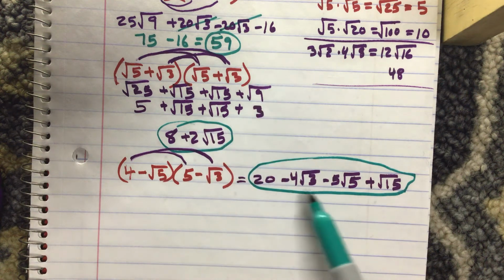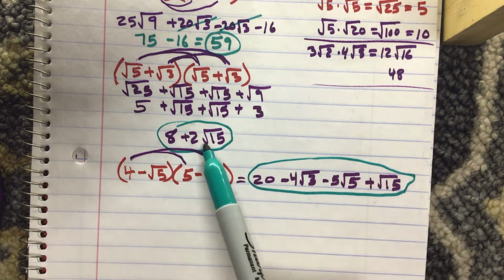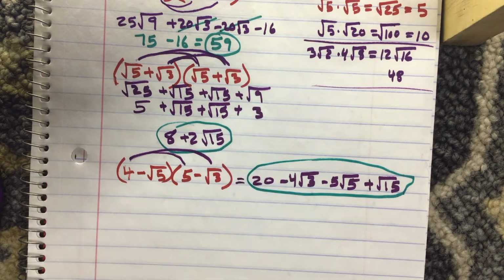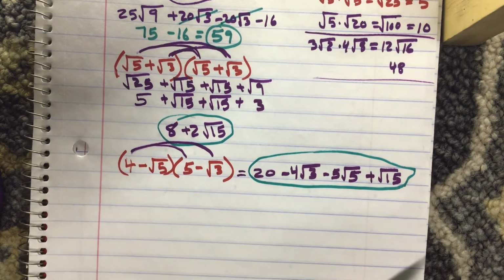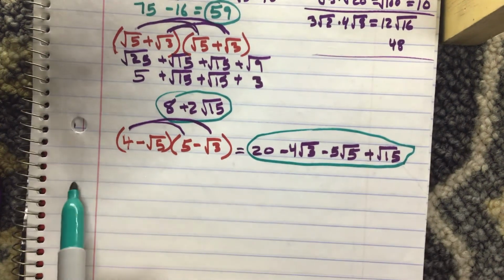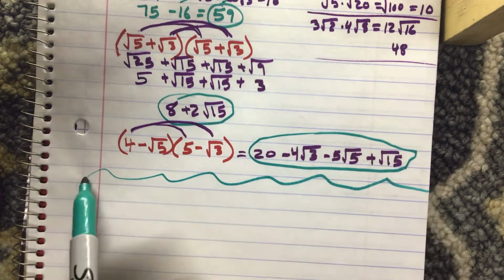Okay? So sometimes you get 4 terms, sometimes you get 2 terms, sometimes you get 1 term. But we're just doing the FOIL method, which we already know how to do, and we're just combining radicals, which we kind of already know how to do too. So that's it for that. I want to show you one other thing.